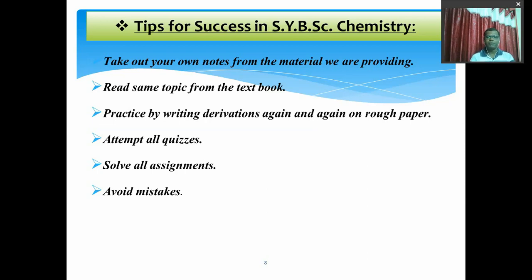This is the one-way process. If you are having doubts, you can communicate these doubts, you can ask these doubts, and definitely we will try to solve this.